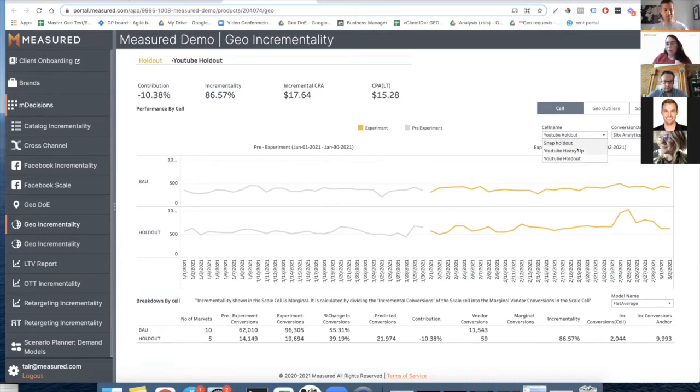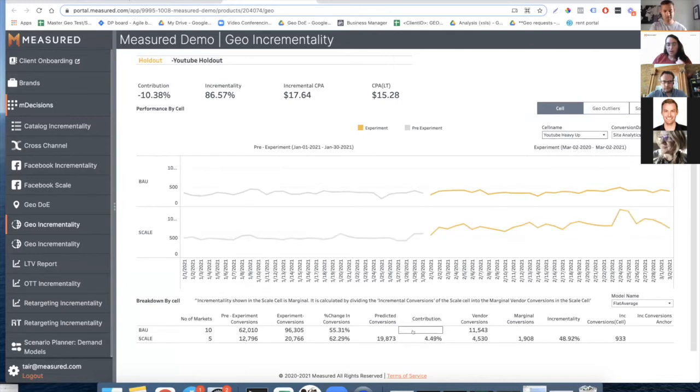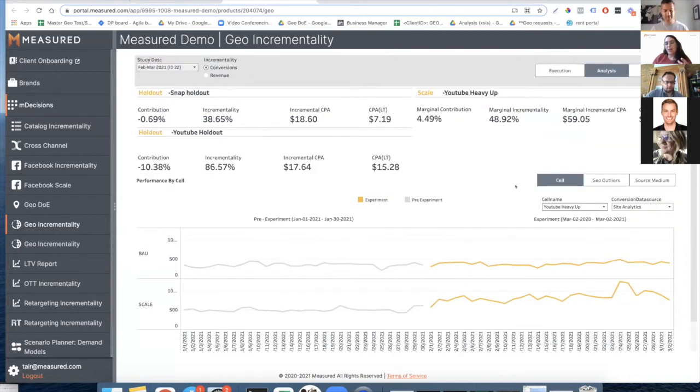Now, if we go to the Heavy Up, just to show you how it looks. Again, we observed 20.7K, we predicted 19.8K. So obviously we were able to push the conversions up, proving that the tactic that we were testing, which is YouTube at this point, is incremental. It has the ability to move the needle for the business, which is what really everyone cares about. Now, once we get the contribution, we work off that and build those performance metrics, which everyone cares about, and take it into actionable insights.